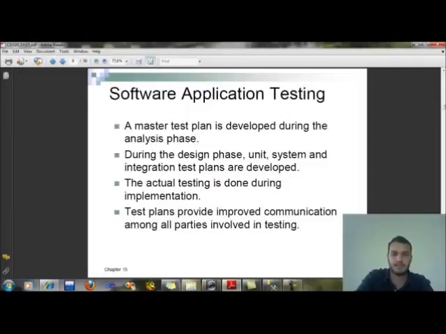Software application testing: a master test plan is developed during the analysis piece. During the design piece, unit, system, and integration test plans are developed. The actual testing is done during implementation. Test plans provide improved communication among all parties involved in the testing.